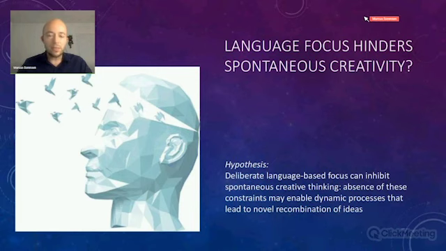Just to sum up a little bit, is it really that language is something that hinders our spontaneous creativity? So if we deliberately focus on language, the hypothesis in neuroscience now is that that might be inhibiting spontaneous creative thinking. And if you remove those constraints, for example, in these people who are experiencing different problems with aphasia, maybe that is enabling dynamic processes that is leading to the novel recombination of ideas.